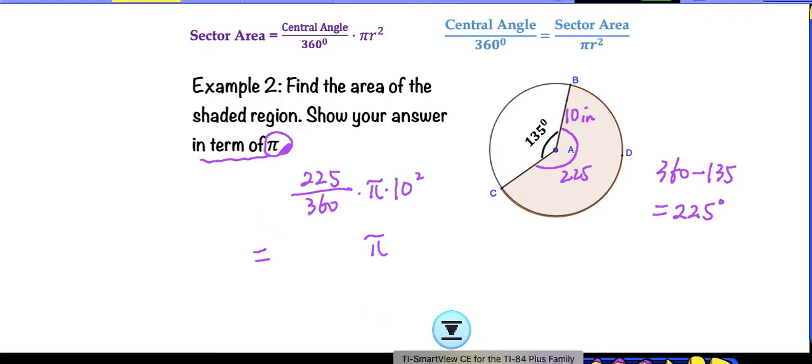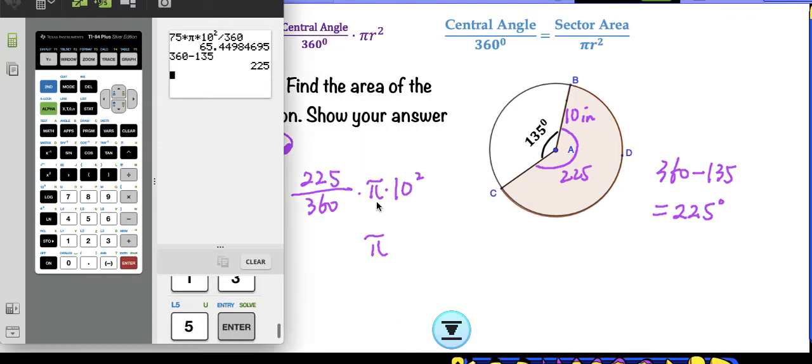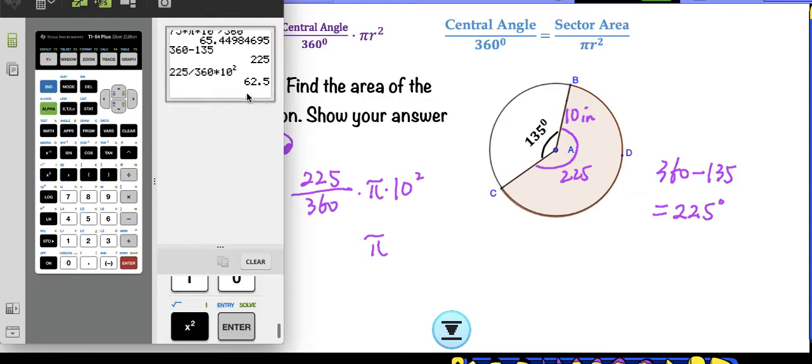Since the question is asking us to show the answer in terms of pi, I'm going to only type 225 divided by 360 times, so something under times pi 10 squared. No, since I need to save the pi here, I only type 10 squared. So there's no more pi in this because the answer said in terms of pi. So as you can see, 62.5, right? So that's going to be exactly the same thing I'm going to write down here. And then that's it. That's our answer.